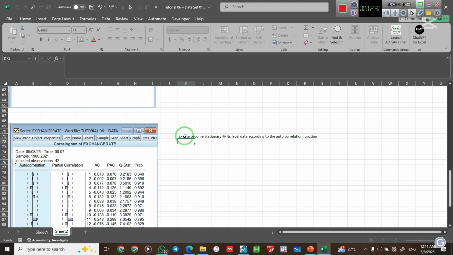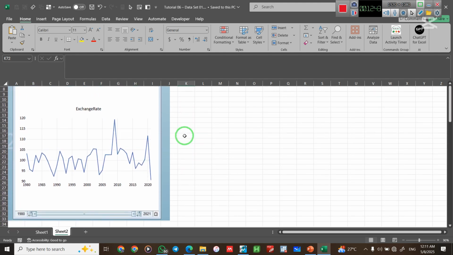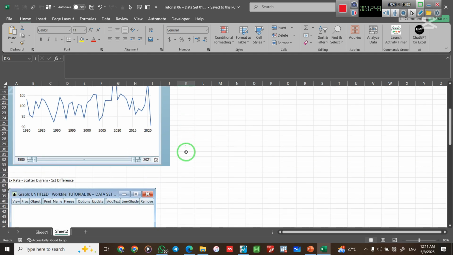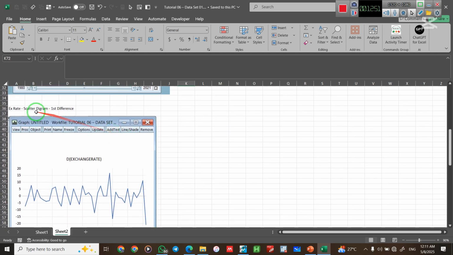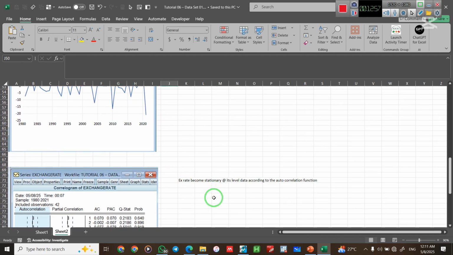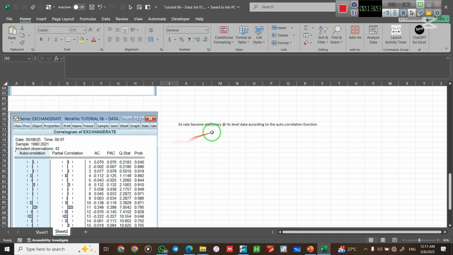Right? So previously we used the scatter diagram, and in the scatter diagram the exchange rate was not stationary at level data, but we said that it will become stationary at first difference as per the scatter diagram, right? And now we are in the second method. The second method is the autocorrelation function. In the autocorrelation function, we can see that at the level data, the exchange rate becomes stationary, right? So we don't need to run the autocorrelation function at the first difference because the data becomes stationary at its level data, right?